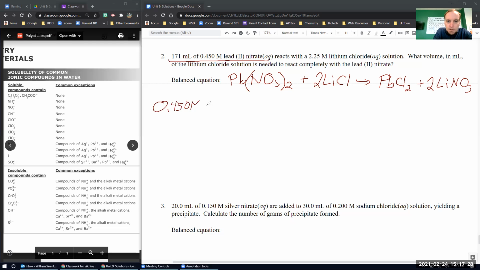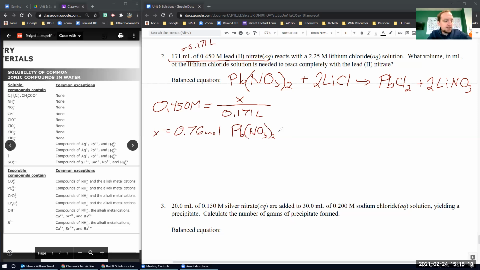0.450 molar. And then that's going to be moles over liters. Now remember, 171 milliliters is the same thing as 0.171 liters. When I solve that, X is going to be equal to 0.0770 moles of what? Of lead 2 nitrate. Okay. So what we've done is we have used our molarity. So we're kind of the opposite of number 1, right? We're starting with the molarity portion first because we needed to get into moles of lead 2 nitrate.